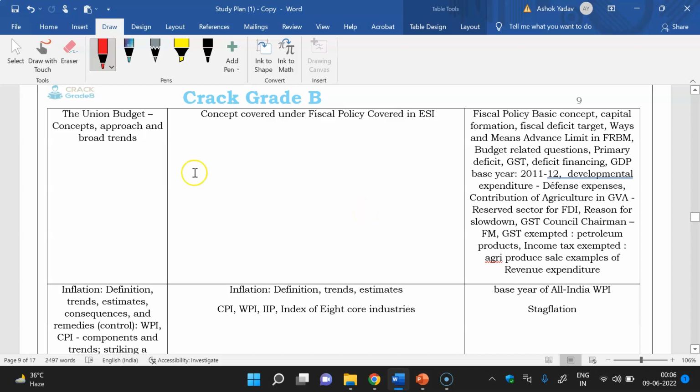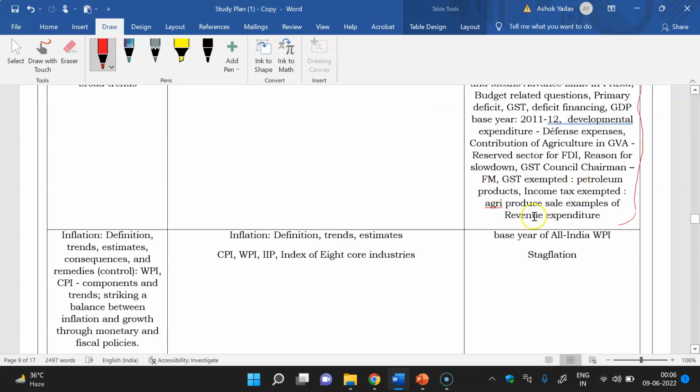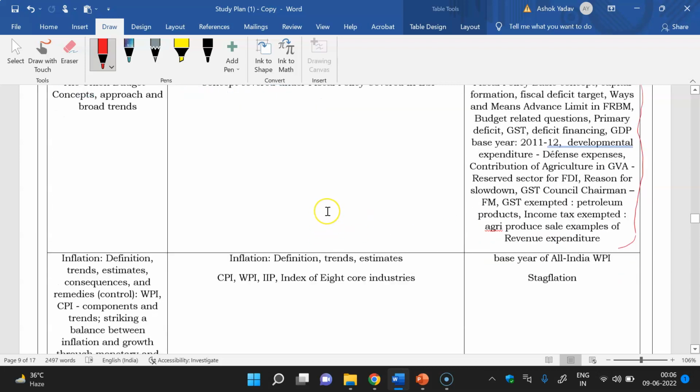Union budget, which we have already discussed in ESI. You have to cover these basic topics specifically. Static concepts of the budget, meaning fiscal policy related concepts, you must know. GDP, GST, the contribution of agriculture in GDP or GVA, FDI, fiscal data, exports and imports, and such data are very important. But in finance they can ask the static concepts.